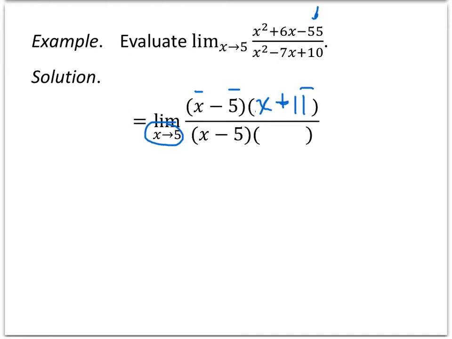Now I can check the outer and inner terms. The outer product would be 11x. The inner product would be -5 times x, which would be minus 5x, which is precisely the 6x that we have up here. Let's try the same thing down in the denominator.